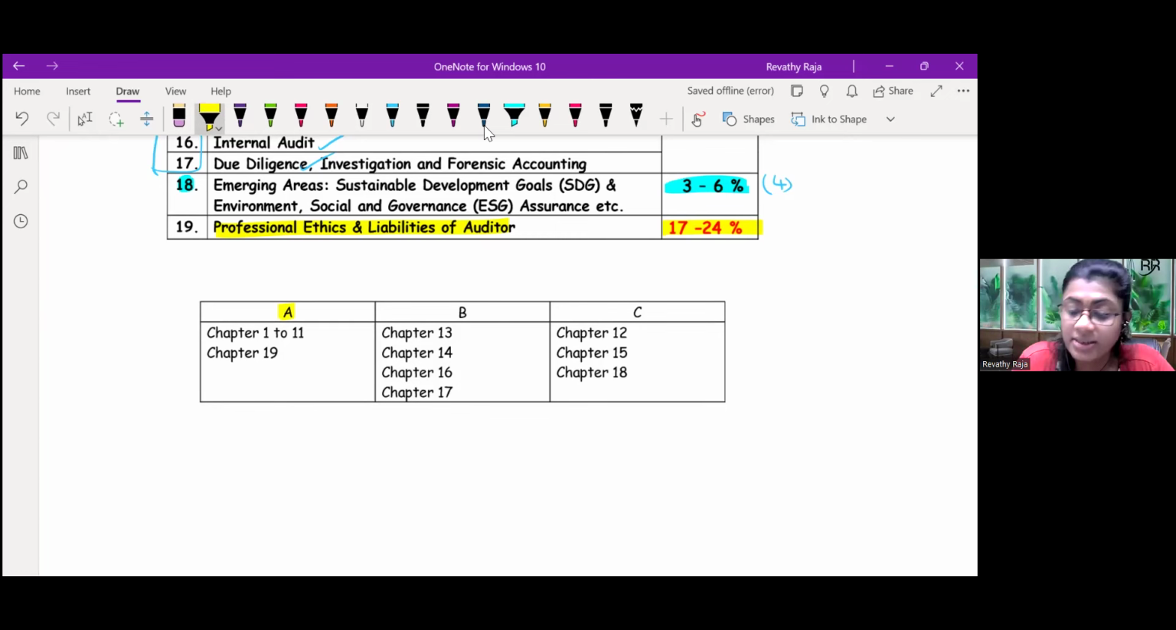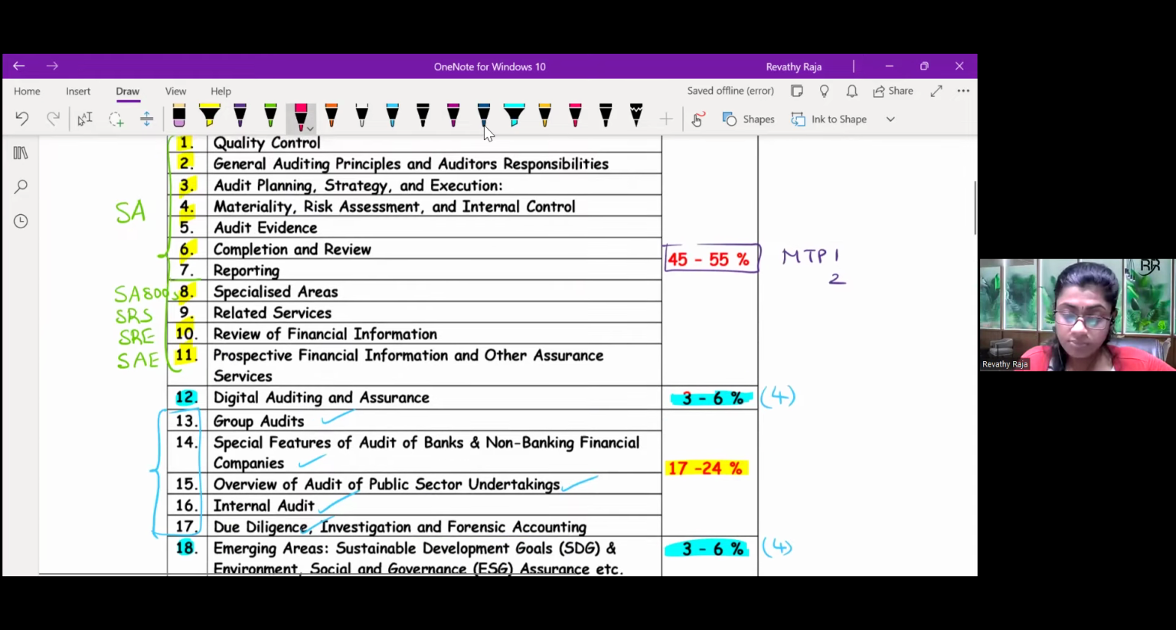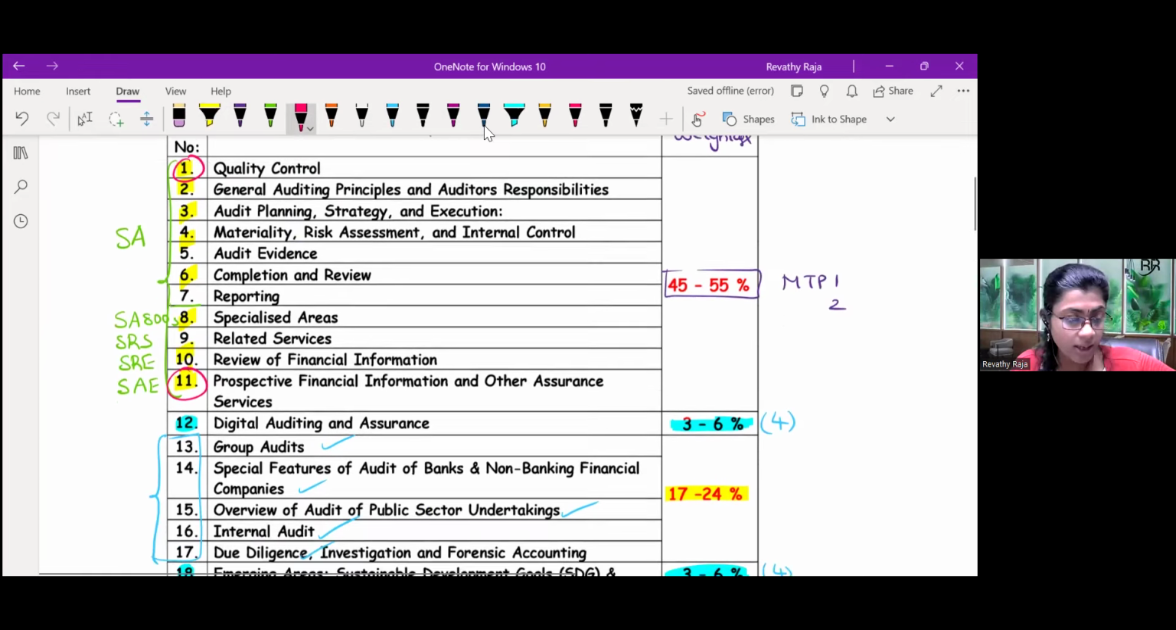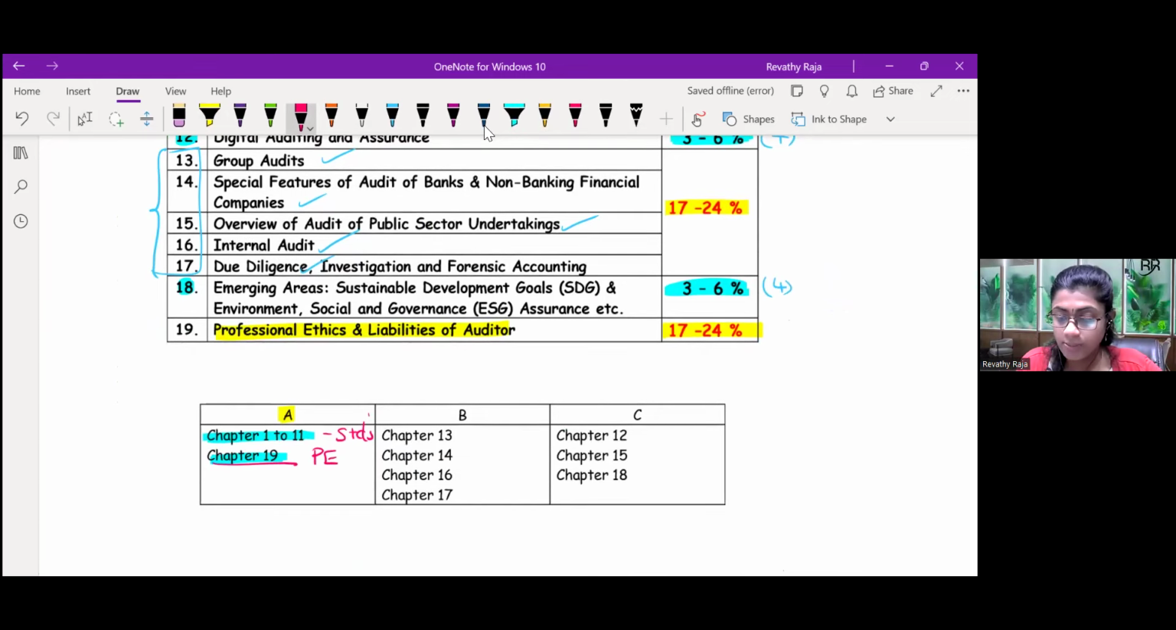So I have categorized chapter number 1 to 11 as A category and chapter number 19 as A category. 1 to 11 is nothing but standards, which we just said, from quality control till SAE, and also chapter number 19, which is ethics. Then in category B, all the other topics like consolidated financial statements, bank, NBFC, internal audit, investigation, due diligence, forensic accounting. And in category C, the digital auditing, emerging areas, plus I've put PSU audit, because from these topics, generally one question somewhere around 4 to 5 marks.